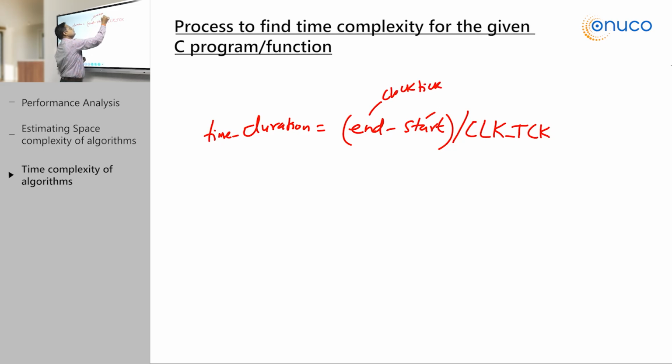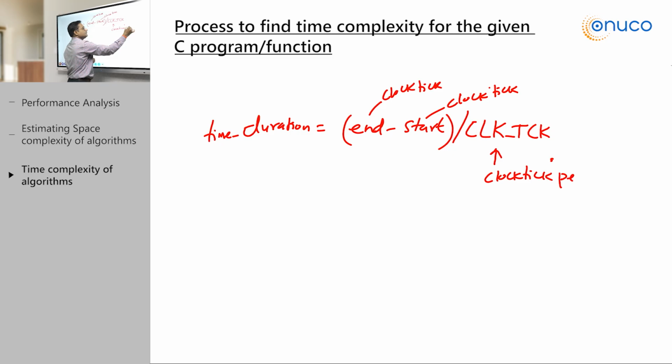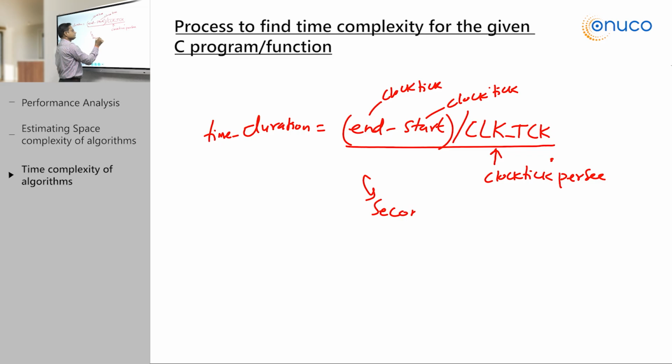So the unit of this is clock tick, and when we talk about CLK_TCK in uppercase, the unit of this is clock tick per second. So what will happen? Clock tick divided by clock tick per second, and the overall time we are going to get in seconds. So this is the first function to find out the time complexity.